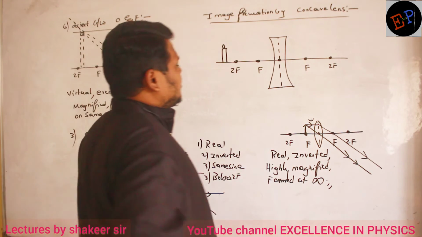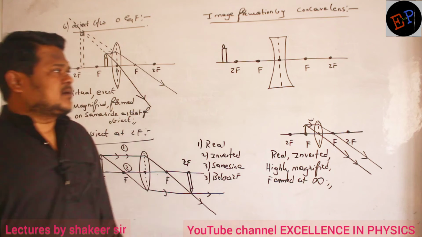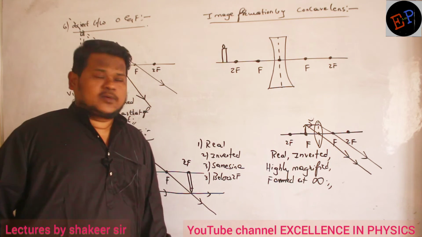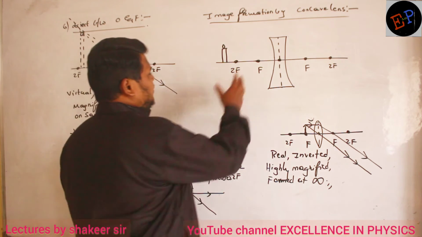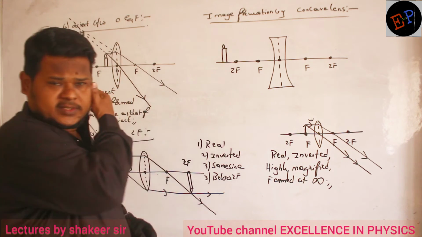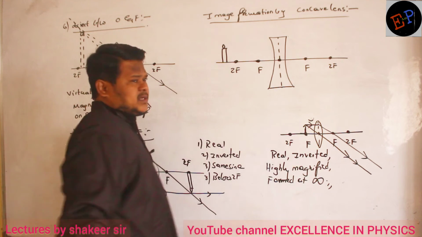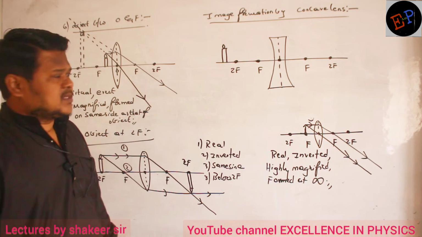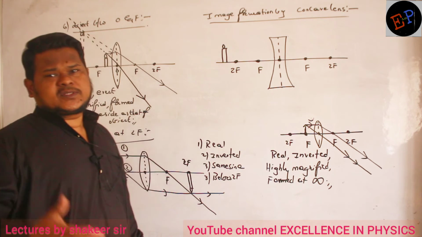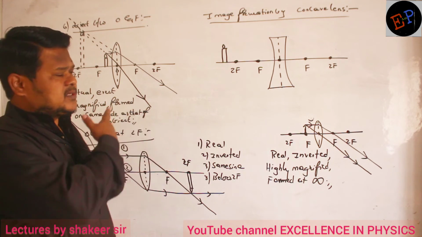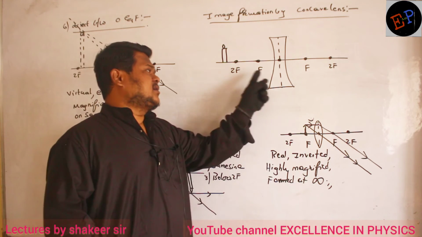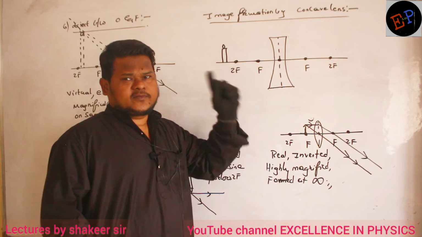Image formation by concave lens. Here we have only one condition. What is that condition? Wherever may be the position of the object, image is always formed in between focus and the optical center. So it is irrespective of the position of the object. Wherever may be the object, always image is created in between optical center and focus.